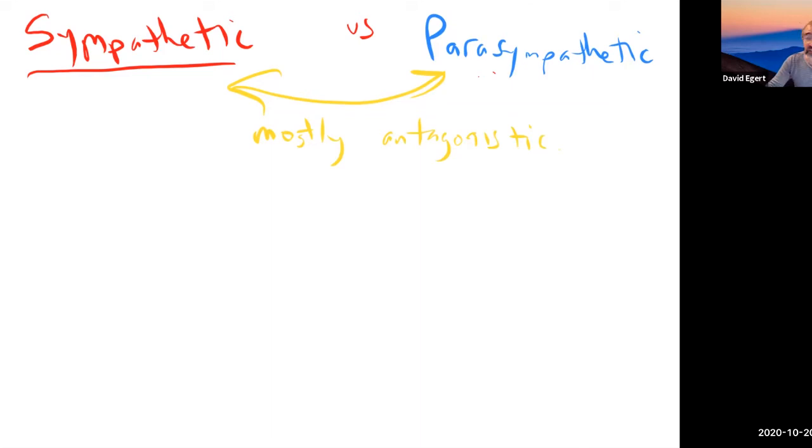Meaning sympathetic speeds up your heart, parasympathetic slows down your heart. Sympathetic dilates your pupils, parasympathetic constricts your pupils. Sympathetic will inhibit, shut down digestive processes. Parasympathetic will stimulate digestive processes.